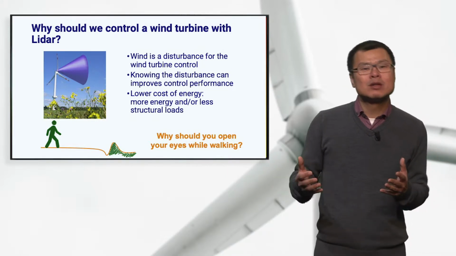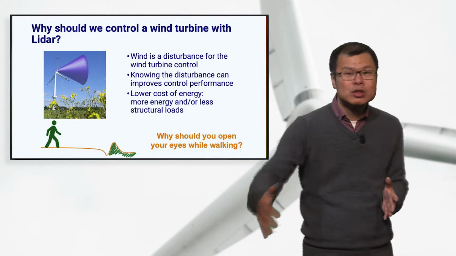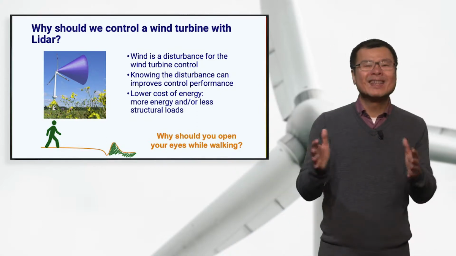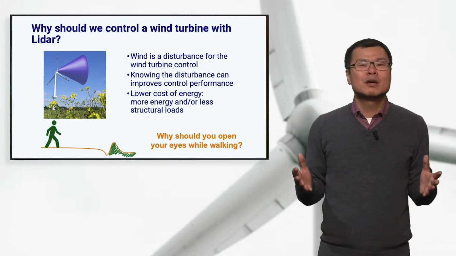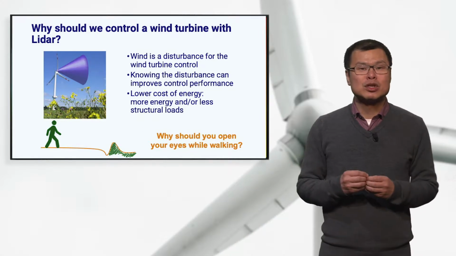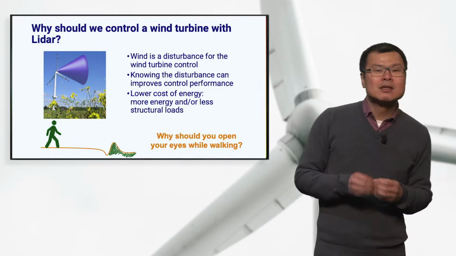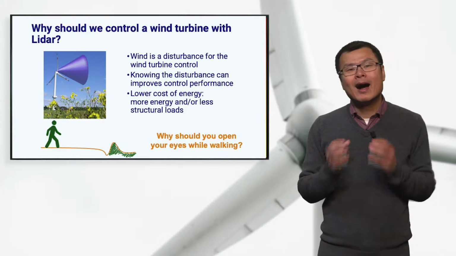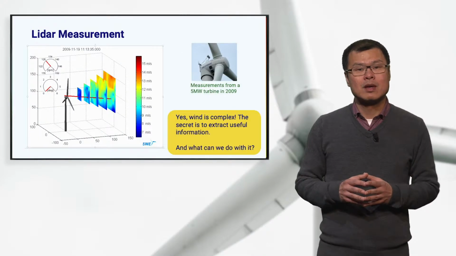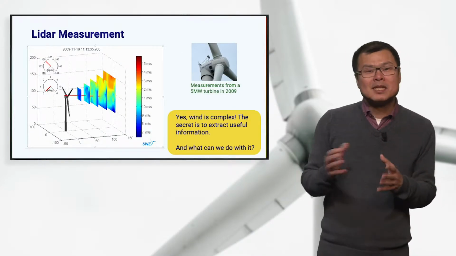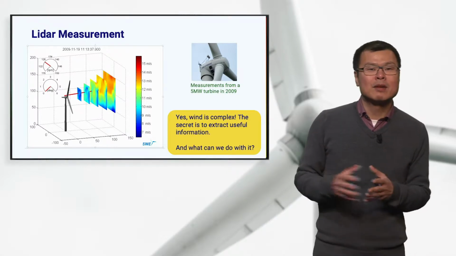You can now actually correct your trajectory before hitting the wall. For the wind turbine, this preview information of the wind field means load reductions and higher energy yield. LiDAR is like the open eyes for the wind turbine.